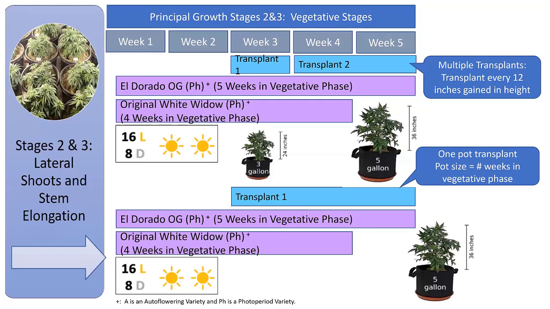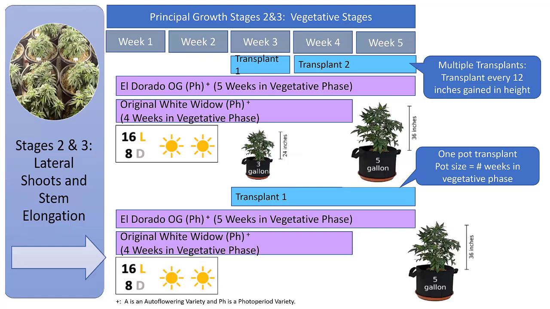So for the vegetative stage, largely plants gain leaves and side branches, and then they increase in height. The vegetative stage is defined, I'm counting it from when the cotyledons unfold to the stem is 90% of its total length. So for our example varieties, El Dorado is 5 weeks in vegetative and White Widow is 4.